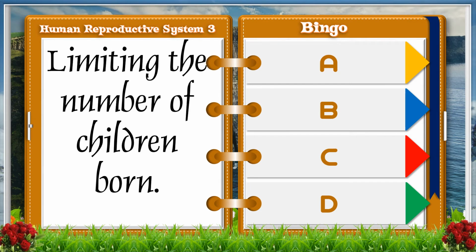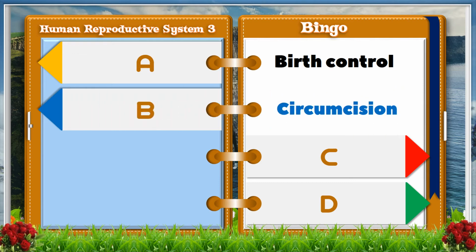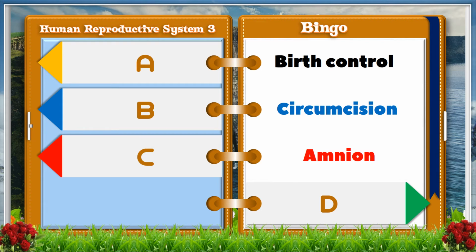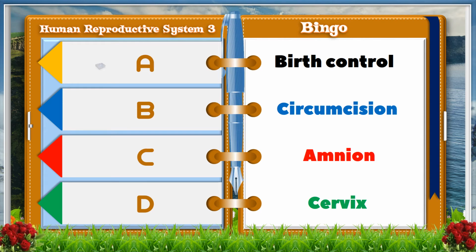Limiting the number of children born. A. Birth control. B. Circumcision. C. Amnion. D. Cervix. And the answer is A. Birth control.